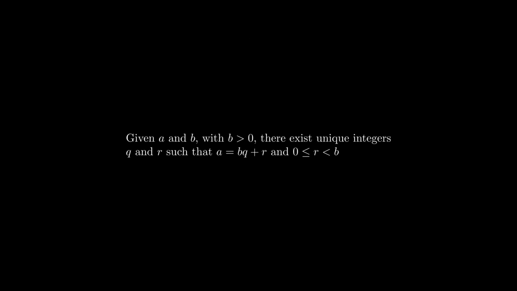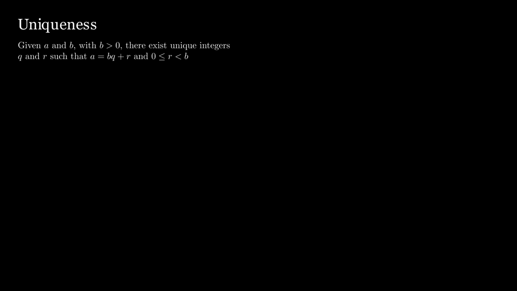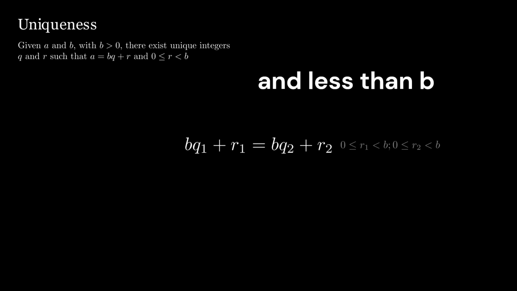Awesome! We've just found integers q and r such that a is equal to b times q plus r and 0 is less than or equal to r less than b. For the next step, we still have to prove the uniqueness of q and r. We begin by supposing that a has two of the desired representations, say b times q1 plus r1 equals b times q2 plus r2, with, of course, 0 less than or equal to r1 and the same for r2. Our goal is to show that necessarily q1 is equal to q2 and r1 is equal to r2.